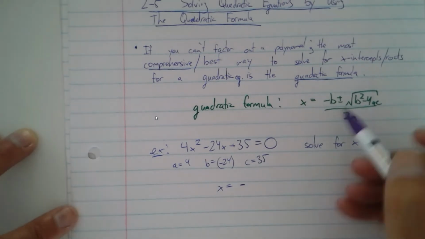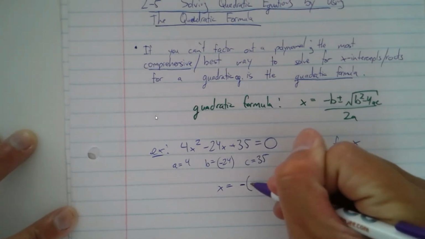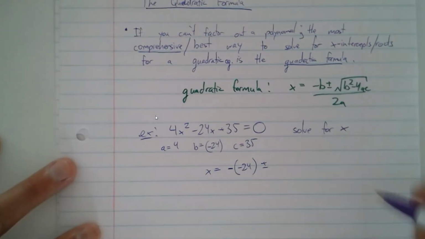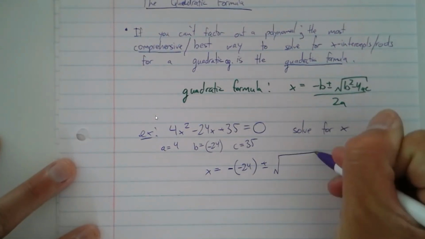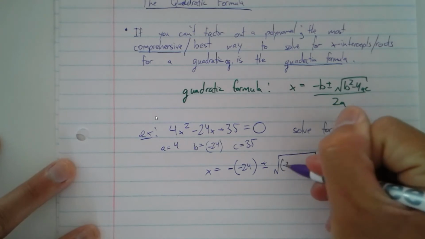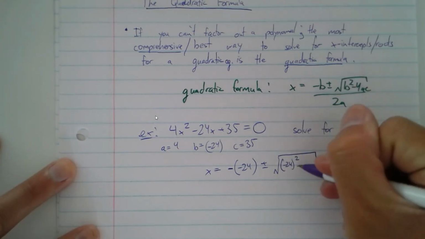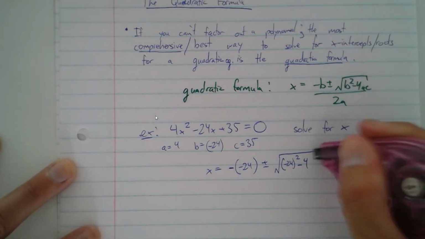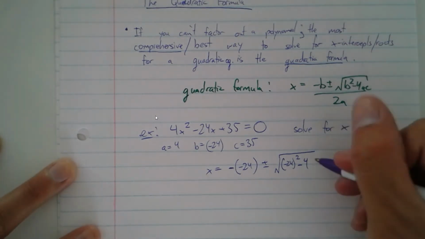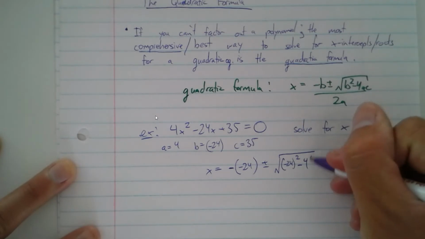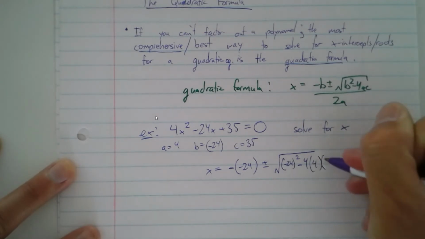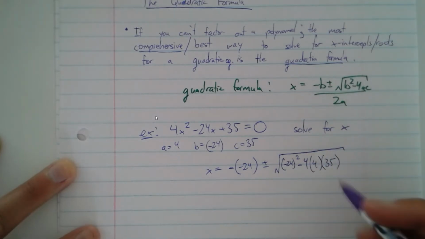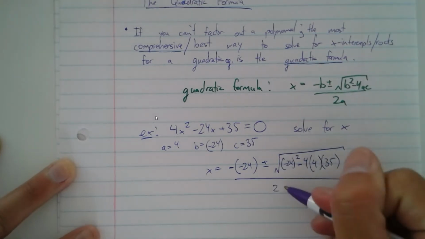So negative b, so you're going to take the negative of b, which is negative 24, plus or minus the square root of b squared, which is negative 24 squared. Okay, so there's going to be some high-level math here. Or not high-level math, but like bigger numbers, basically. Minus 4ac, so it'd be 4 times 4 times 35, all over 2 times 4.